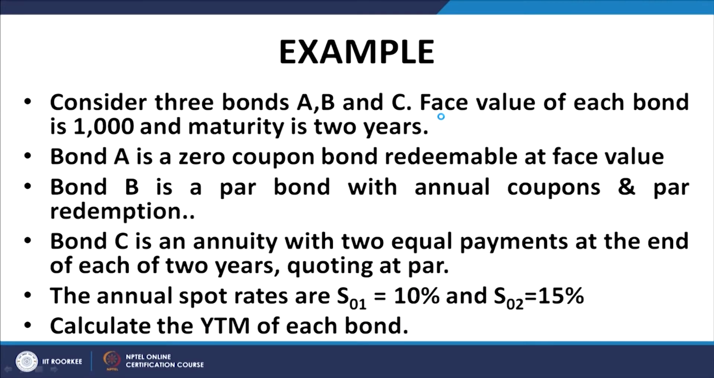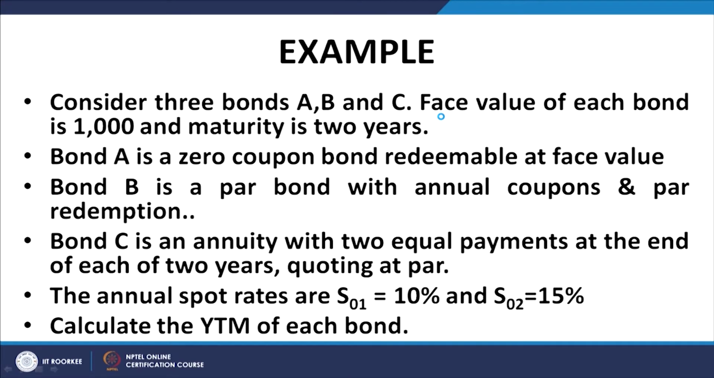Let us do an example to be more clear about what these definitions actually mean and how they are worked out in practice. Consider three bonds A, B and C. The face value of each bond is 1000 units of money, whatever they may be, INR, dollars, and each has exactly 2 years remaining to maturity. Bond A is a zero coupon bond redeemable at face value.